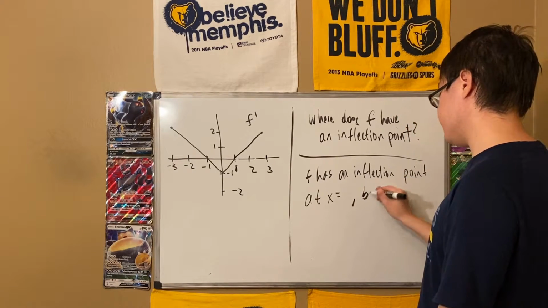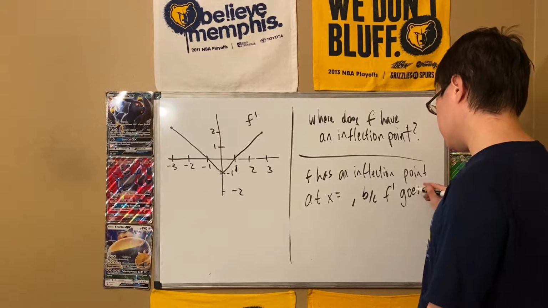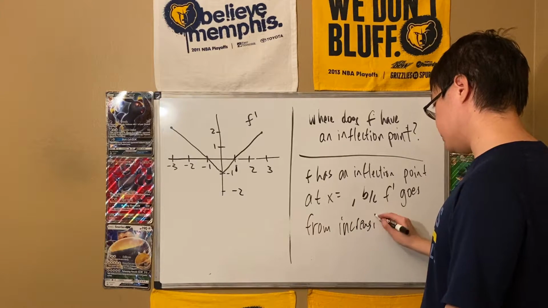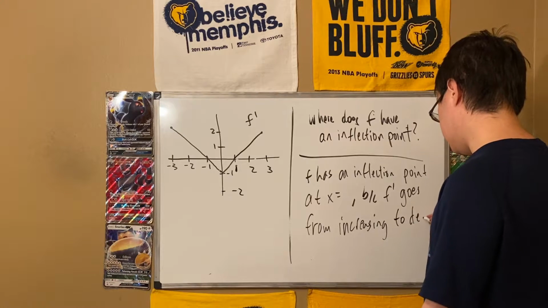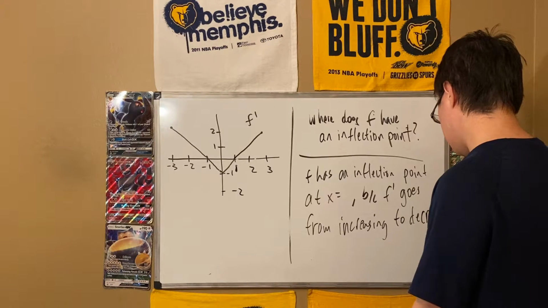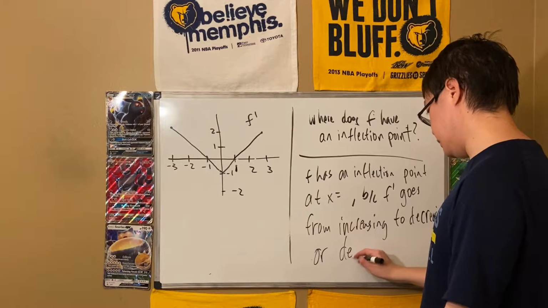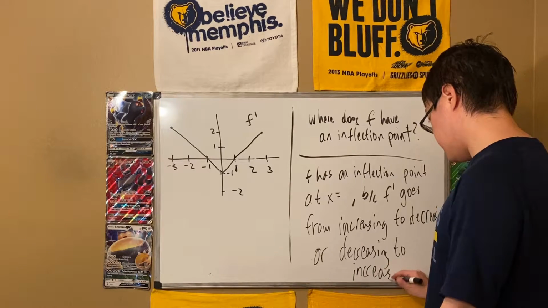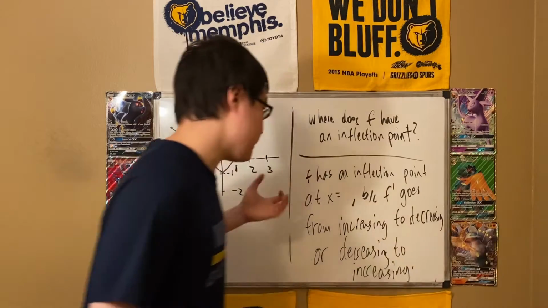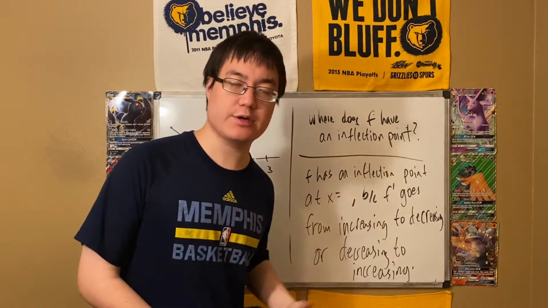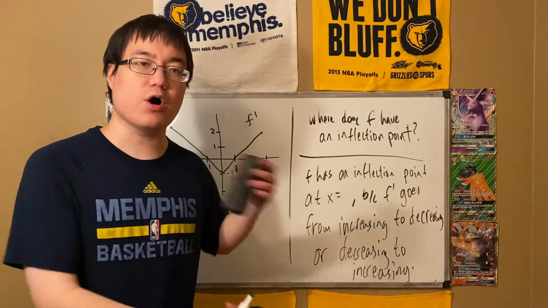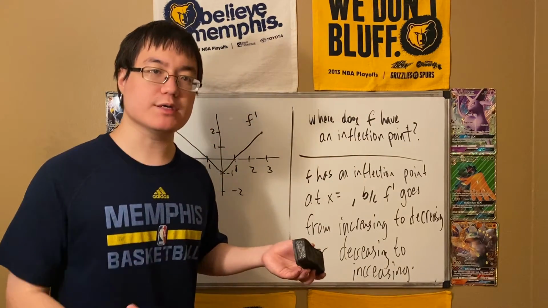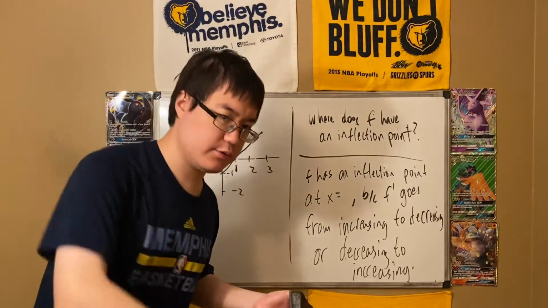So at x, because F prime goes from increasing to decreasing or decreasing to increasing. And it doesn't matter which one it is, as long as it does one of them. And that's that. So let's look for it. Again, don't get confused with the words increasing or decreasing, because increasing or decreasing is involved in a lot of the rules. F prime goes from increasing to decreasing or decreasing to increasing. We're literally looking at where F prime goes from increasing to decreasing or decreasing to increasing.